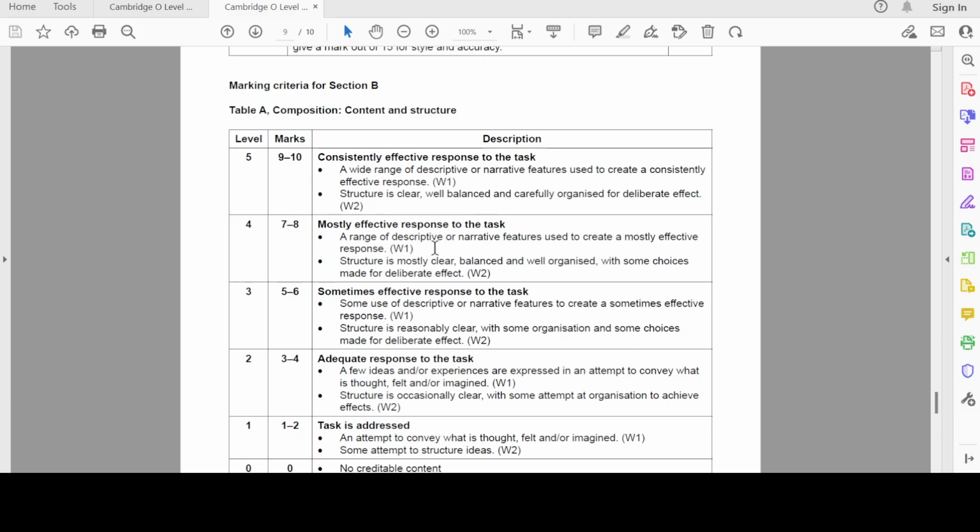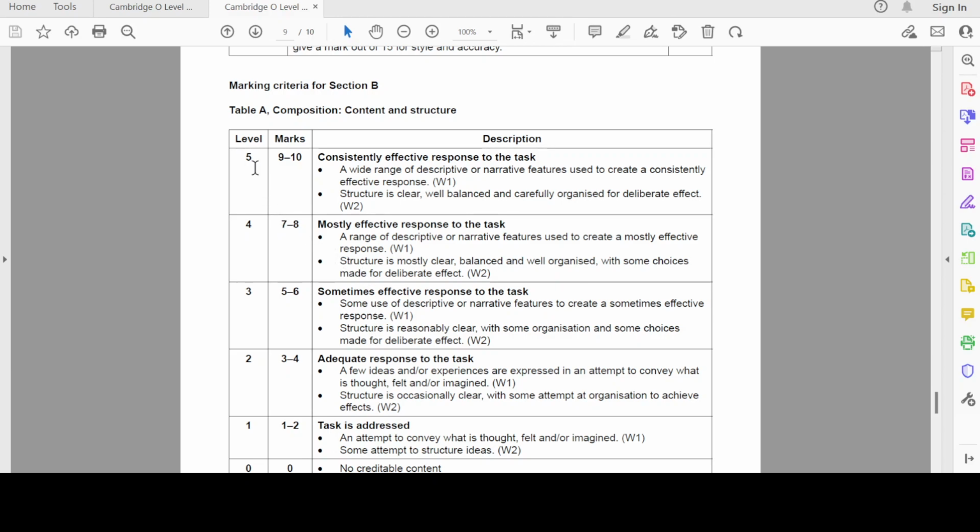So, right, that's good. Structure is mostly clear, balanced, and well organized, with some choices made for deliberate effect, right? So the choices could be a single sentence paragraph. It could be, for example, a flashback in the narrative, or maybe a use of color to invoke a sense of taste, perhaps, or something in a descriptive response, even though taste is not something that you come across given the topic. So, right, so some choices made for deliberate effect.